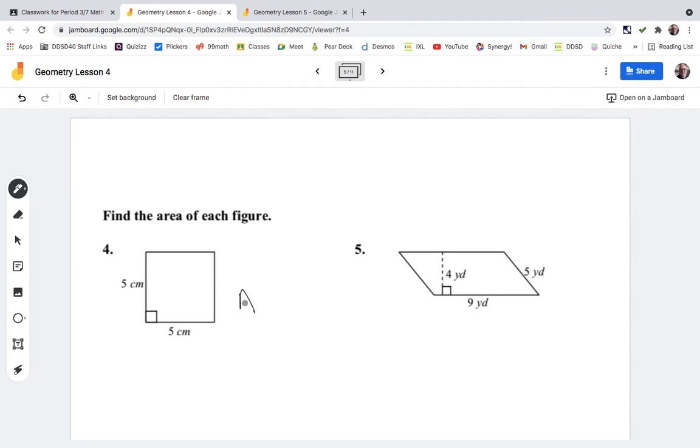Area of this square is 5 squared. The base and the height are the same thing, so that's 25 centimeters squared. We can ignore that right there. The area is equal to 4 times 9. So that is 36 square yards. That's how you write square yards.